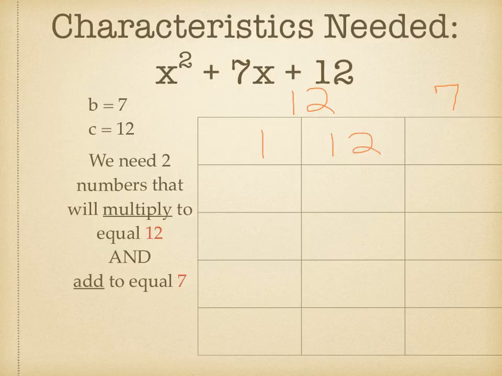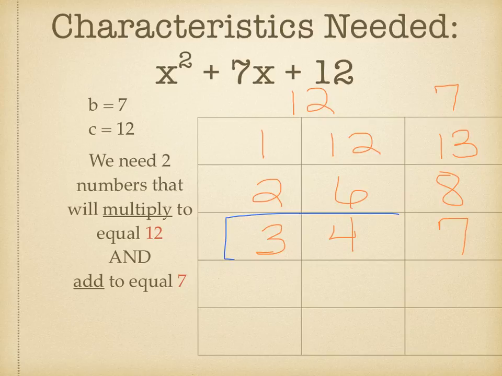If we were to add 1 and 12, would that equal 7? No, that's going to equal 13. How about 2 and 6? If we add 2 and 6, will that equal 7? No, that's going to equal 8. Well, let's say we get to 3 and 4. If we add 3 and 4, those equal 7. So that tells us that 3 and 4 are the factors that we would want to use in our binomial factors.